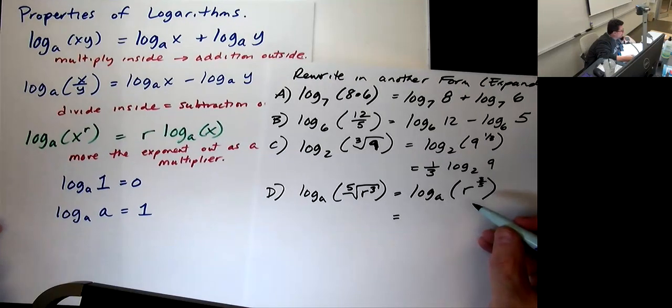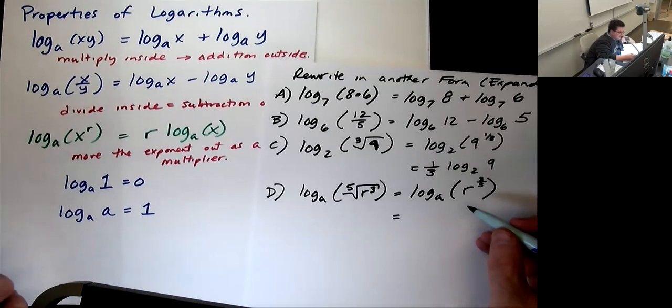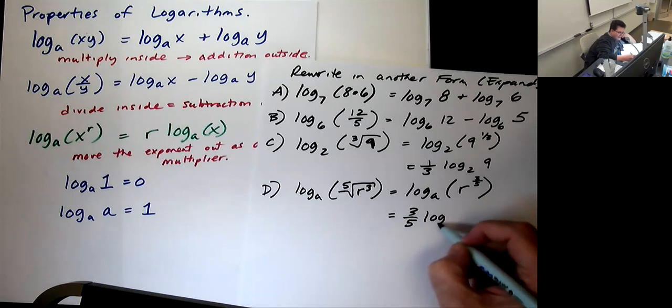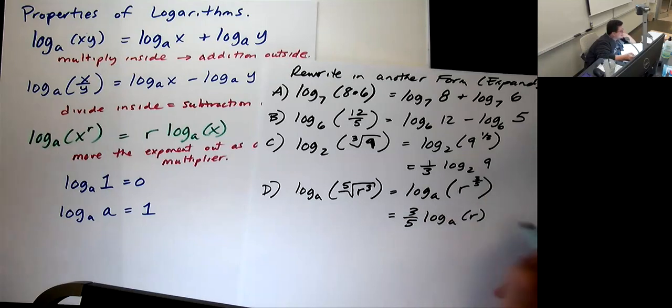Jimmy, what's the next part? Not yet. What do we do with the exponents? It's the exponent rule. 3/5 log. We pull the exponent out front as a multiplier. That's right. That's it.